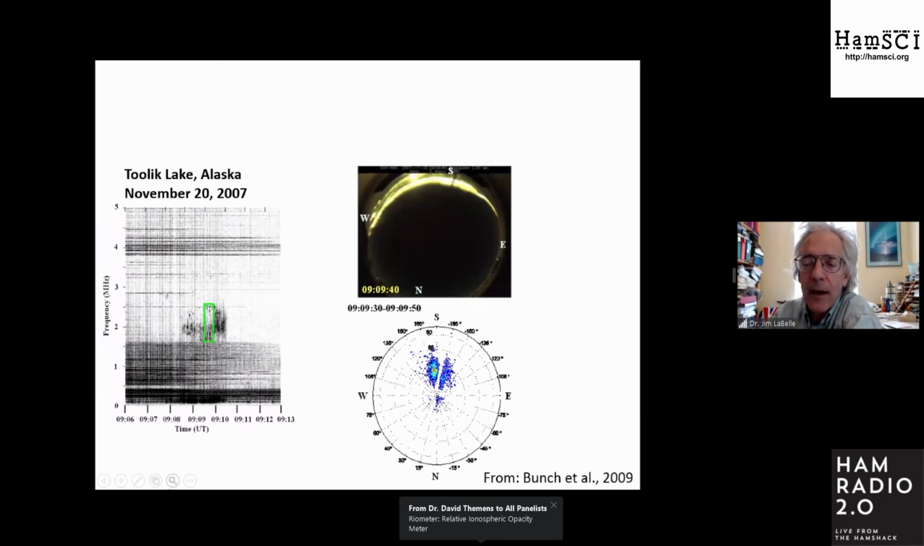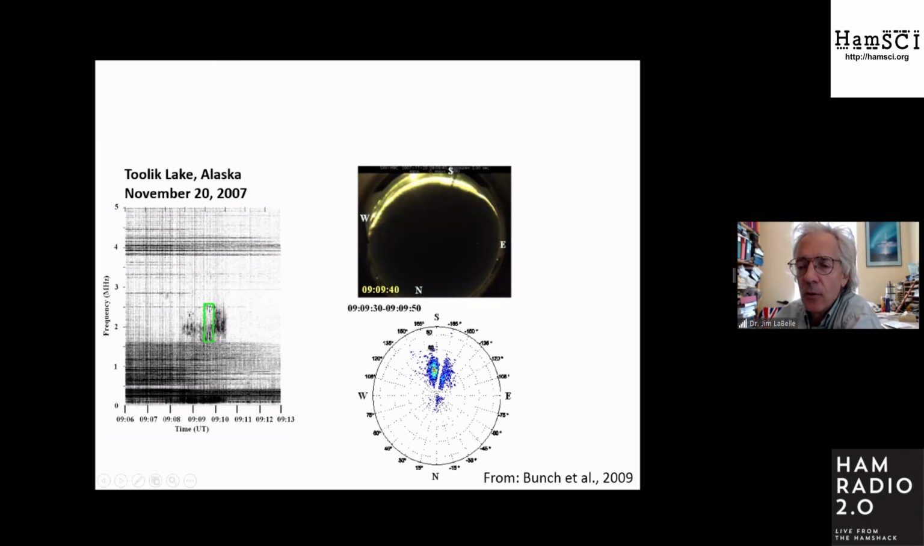Here's another evidence of that. Here's an MF burst emission. Notice the frequency. It runs from about 1.5 to about 2.5 megahertz, kind of broadband here. Only lasts a few minutes. But we observed this one in Toolik Lake, Alaska, with an array of antennas.